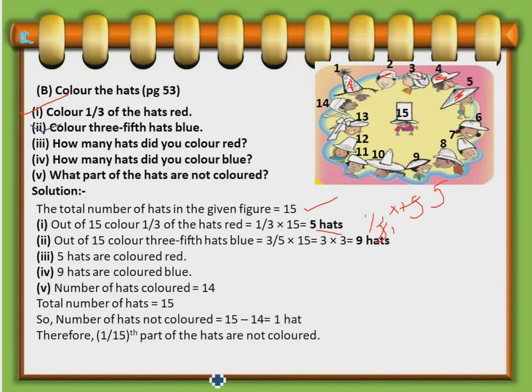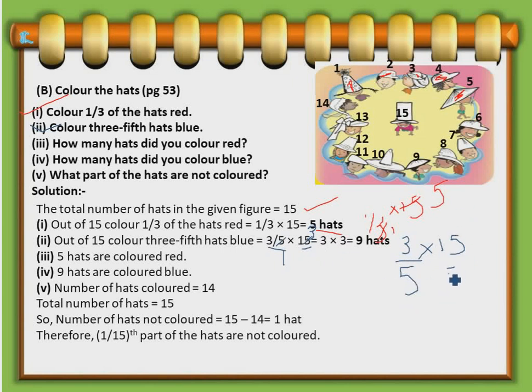3/5 of the hats they are asking us to color in blue. So for that again we have to calculate. Sorry, 3/5 of the hats in blue. So 3/5 times the total number of hats, 15. So 3 by 5 into 15. So 5 ones are 5, 5 threes are 15, 3 threes are 9. Understood? 3 by 5 into 15. Okay. So how I showed you this? 5 ones are 5, 5 threes are 15, 3 threes are 9.